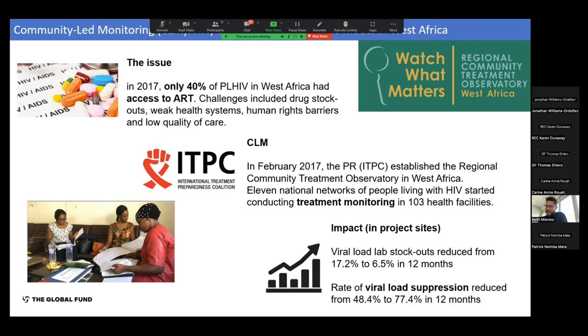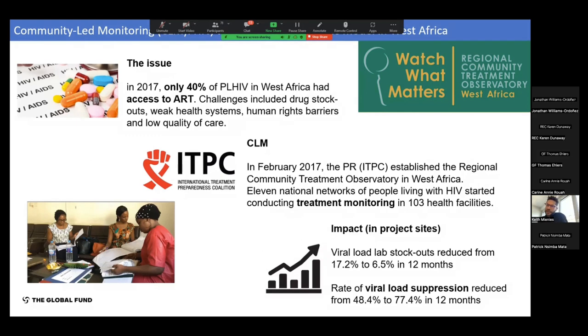At the end of the day, you can see the impact in the last bullet around improving. Across several of these health facilities, viral load lab stockouts, remember there was a specific observatory to monitor drug stockouts and lab reagent stockouts, were reduced from 17 to 6% in 1 year's time. Of course, this is not as easy as a car driving with only 3 wheels to the end destination, but it took a concerted effort.